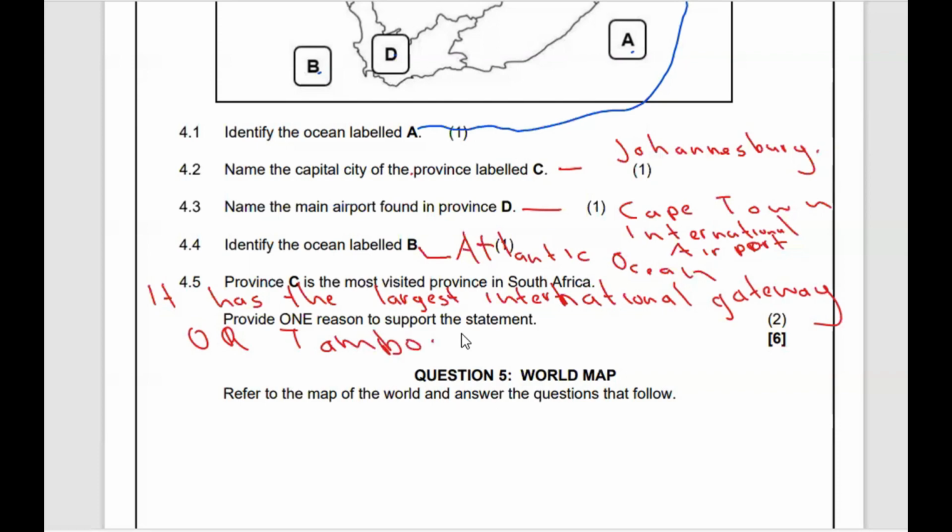Then you can also indicate that it is the economic hub of the country. So most of the economic activities take place in Gauteng. No wonder why it is the most visited province in the country.